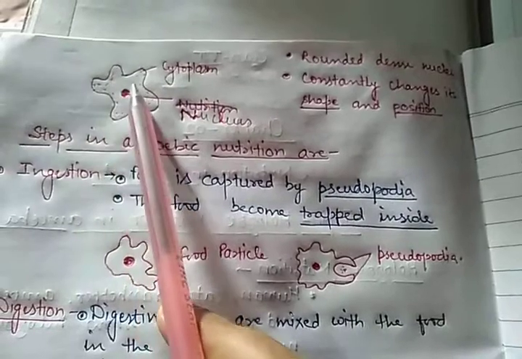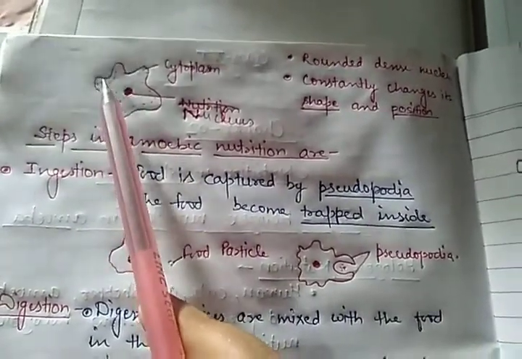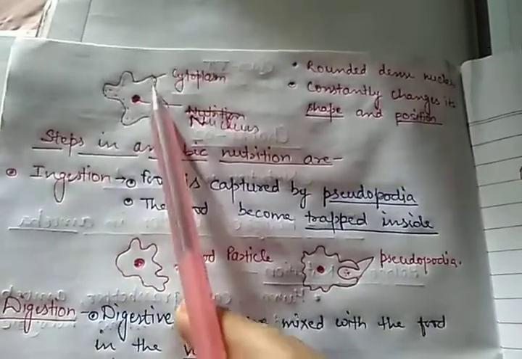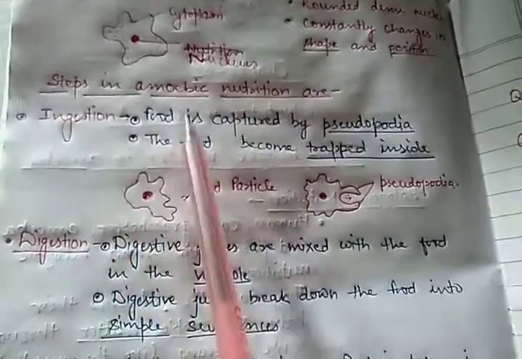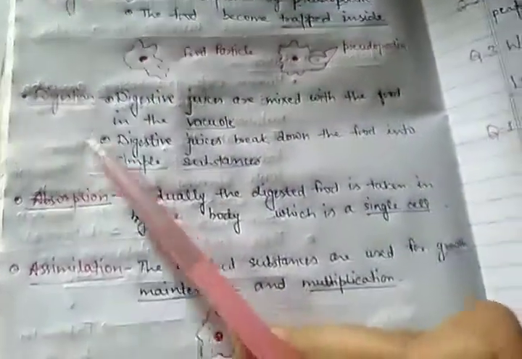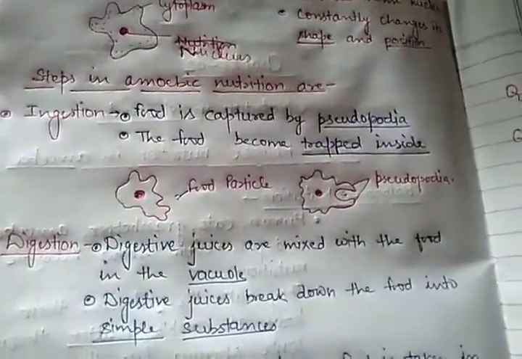On the side, there is the cytoplasm, and it has finger-like projections. These are known as pseudopodia. So what are the steps in amoebic nutrition? There are 5 steps involved: ingestion, digestion, absorption, assimilation, as well as egestion. One by one we will study all these 5 steps.